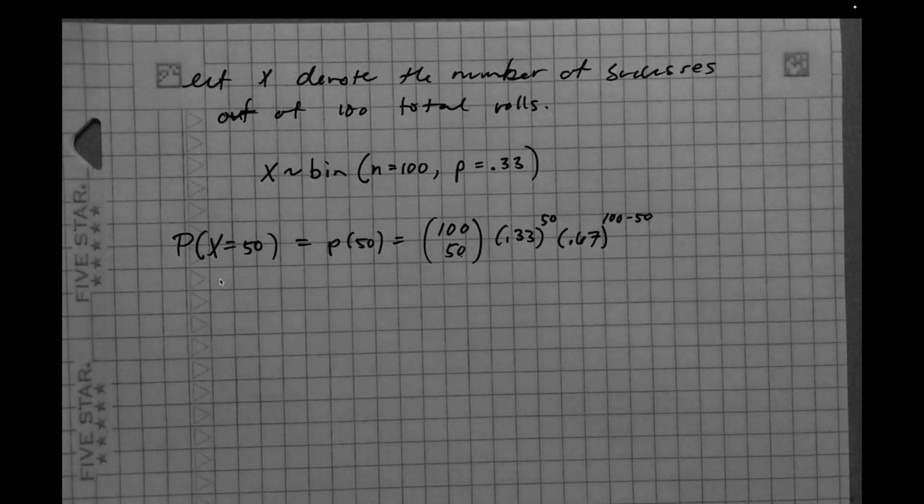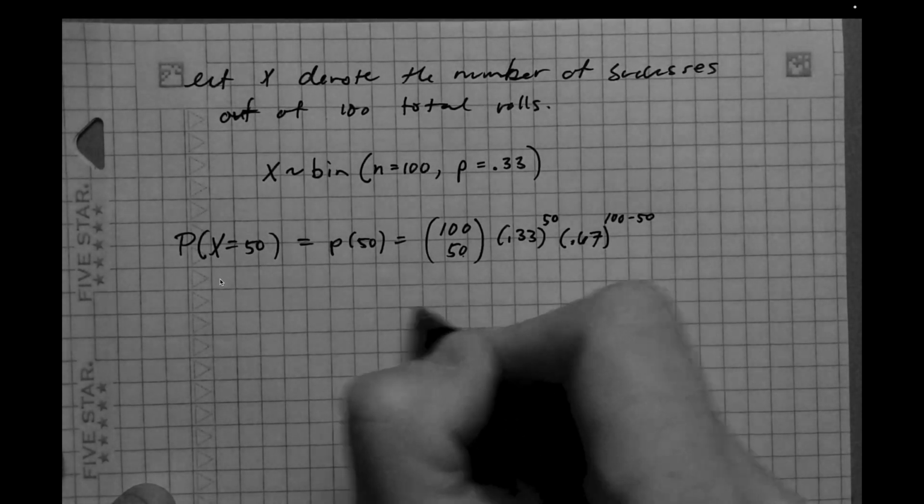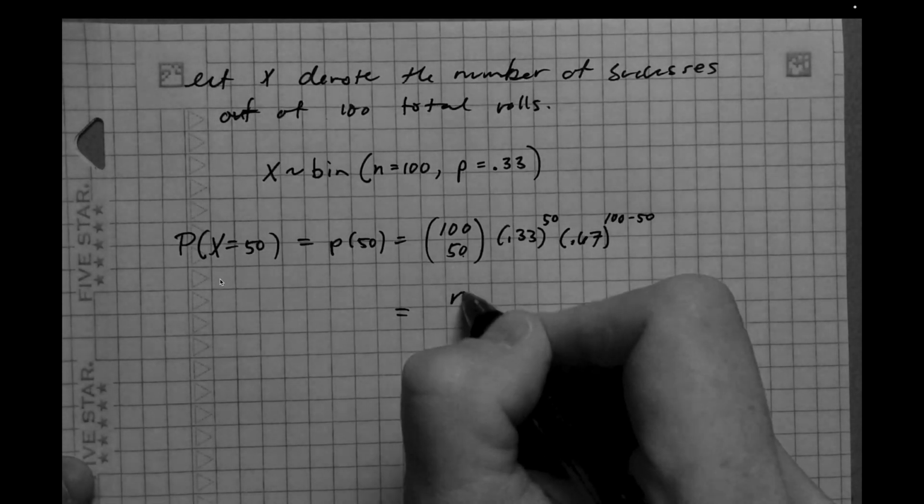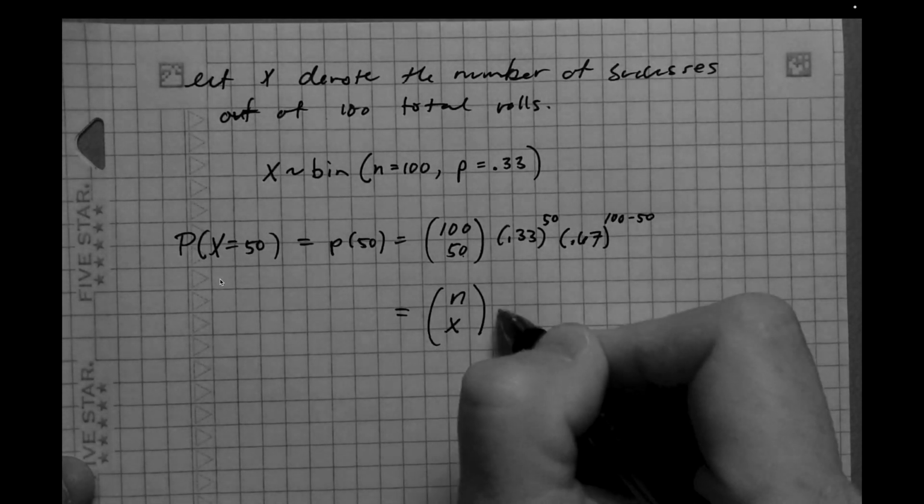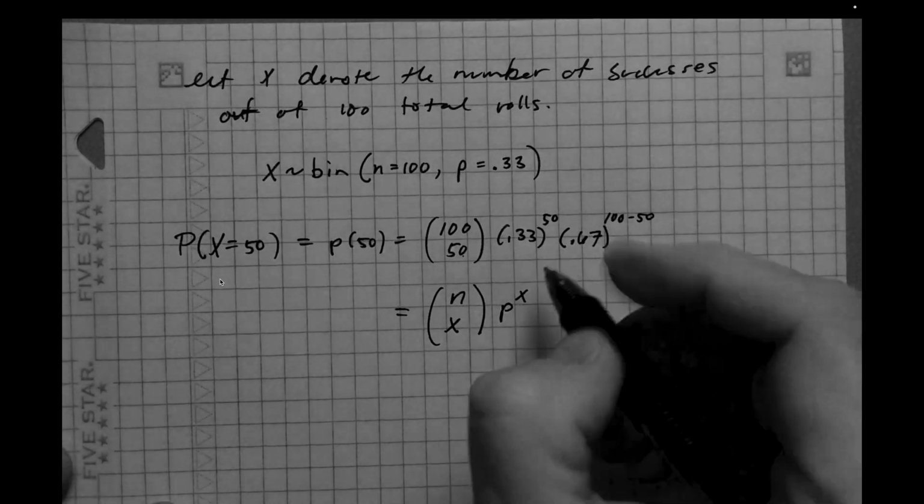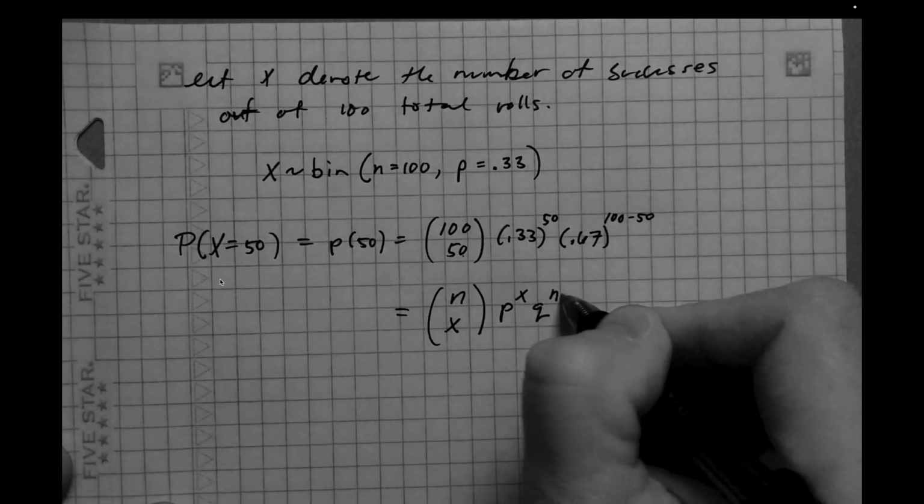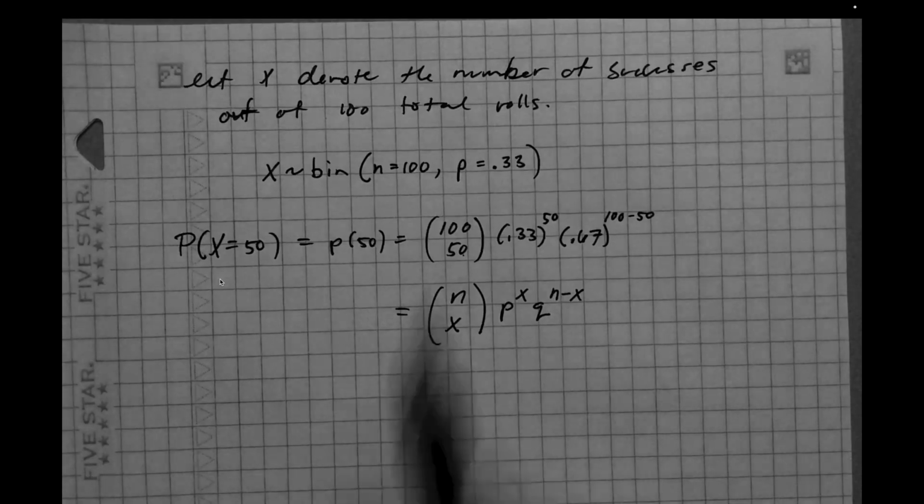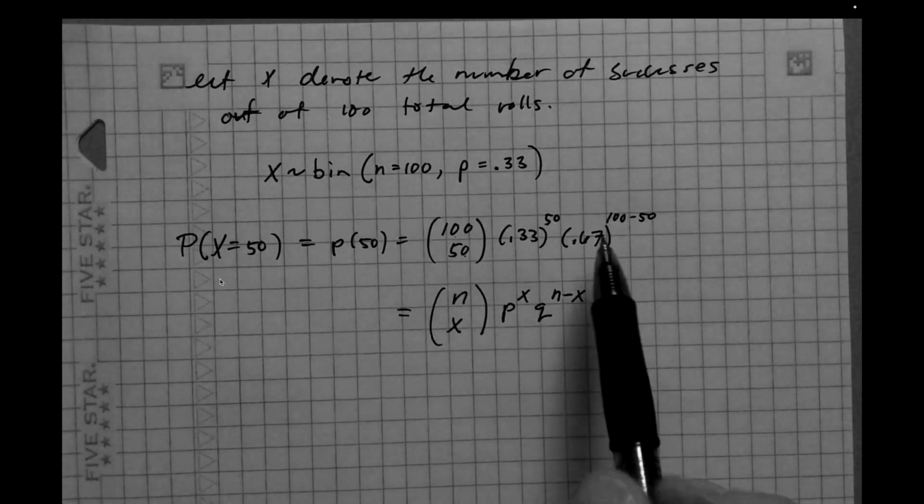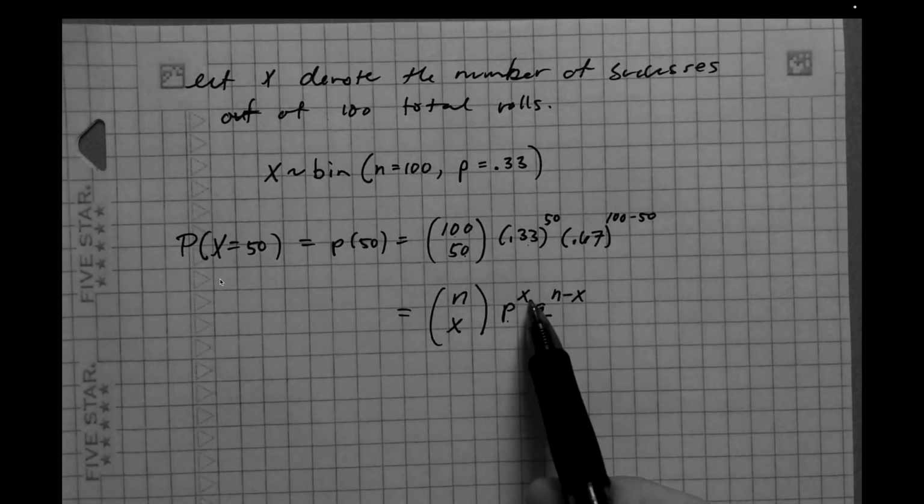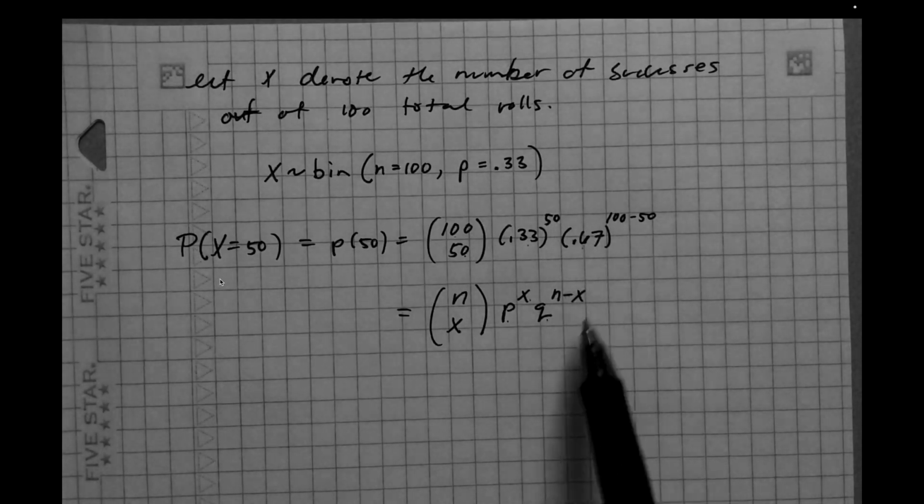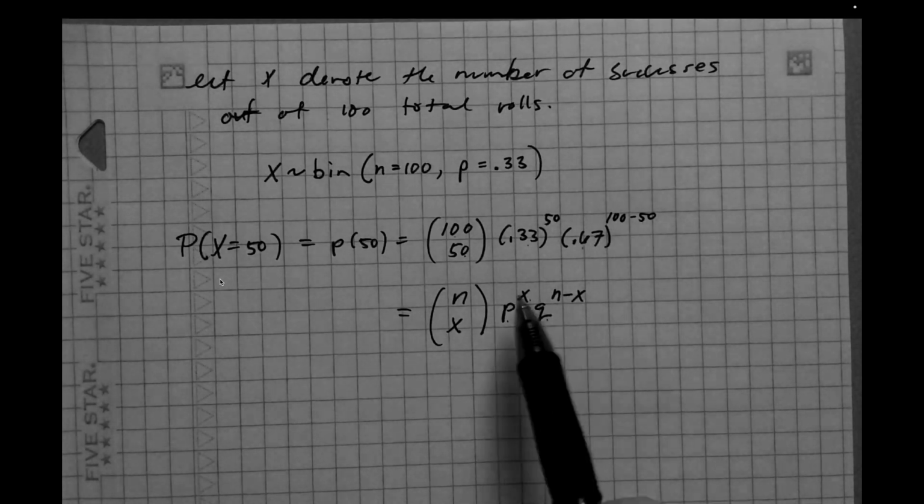Okay, so the form here, I think I might have said it wrong. I want to make sure I'm right. So n choose x, p to the x power, and then q to the n minus x power. And so n is 100, x is 50, p is 0.33, q is 0.67, n minus x is 100 minus 50. So that's the form.